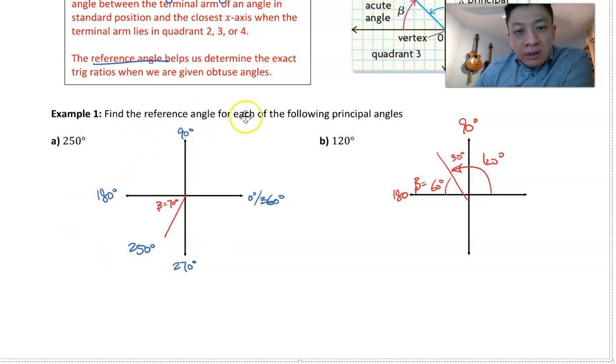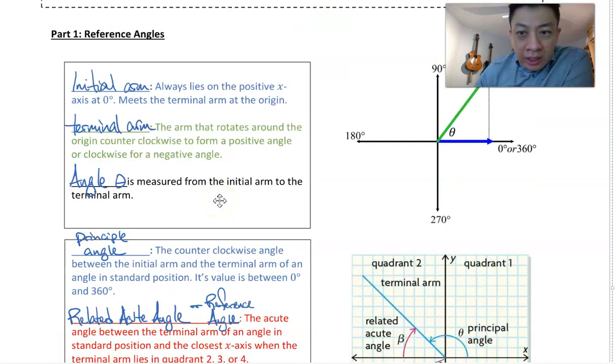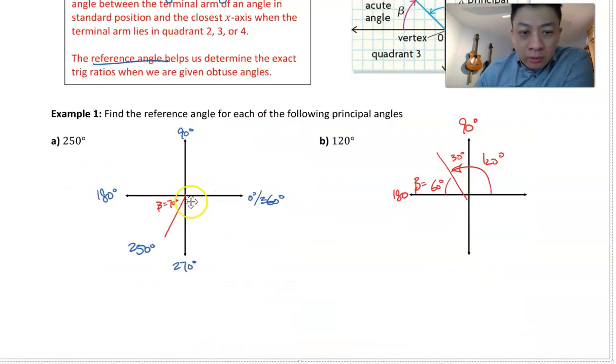All right, so here we got some practice questions. It says find the reference angle for each of the following principal angles, right? And you can see the angle 250 degrees. So we start from what we call the initial arm, okay? And we're going to wind our terminal arm. So the initial arm is always on the 0 line right here. And imagine winding a clock backwards in time, right?